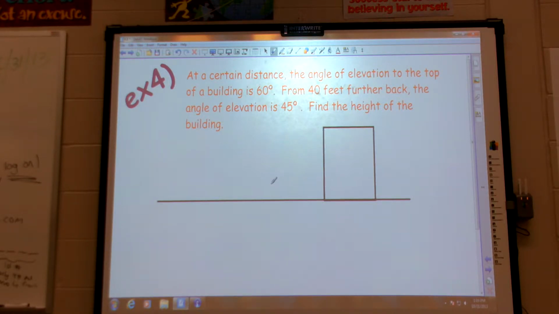Now, I look up, and the angle of elevation to the top of the building is 60 degrees. That doesn't look like 60, but I drew it anyway. Then I go 40 feet out, so this distance is 40. My angle is now 45 degrees. Now I'm expected to find the height of the building.